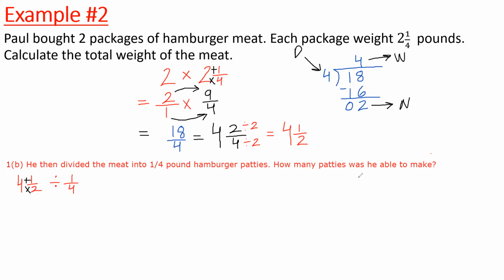Dion, are you there? Yes, sir. How are we going to change 4 and 1 over 2 into an improper fraction? We will multiply 4 times 2, which would give us 8, and then add the 1, which would equal 9 over 2. Very good. So we're gonna have 9 over 2, and we have a division sign. Johnny, what are we gonna do with the division sign? Are we gonna change it to a multiplication sign?